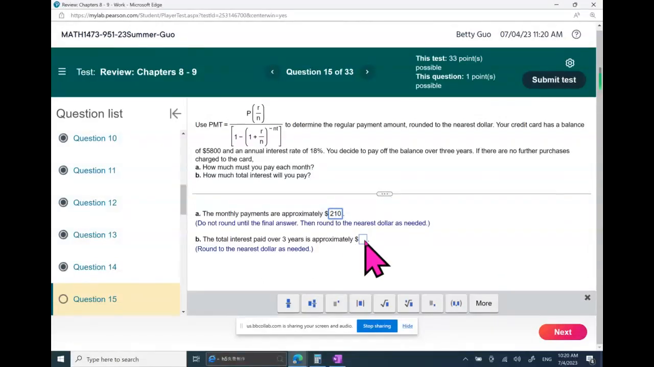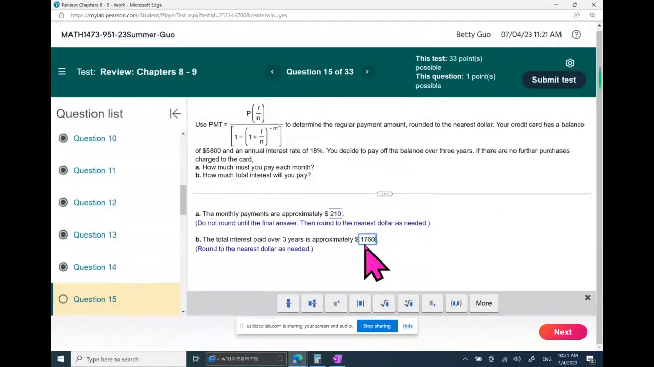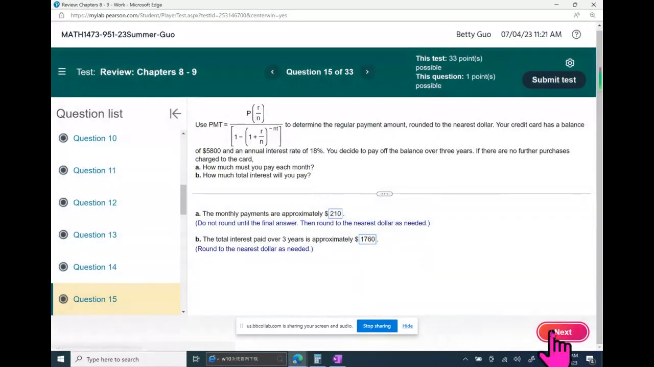The total interest paid over 3 years. Okay, so we just treat it as an installment, even though it's open-ended. Over 3 years, you pay 210 every month for 3 years, so multiply by 36. And that's how much money you pay over 3 years. And how much money do you owe? You owe 5,800. And the difference is your interest, 1,760. Next.